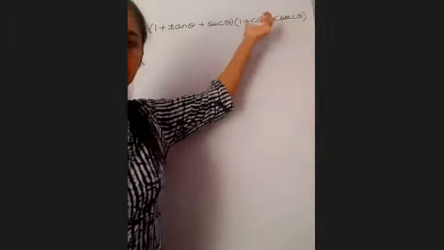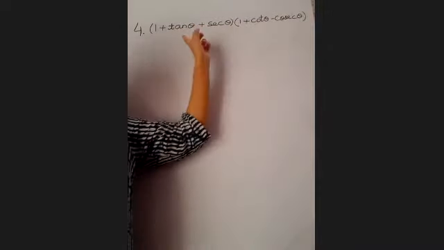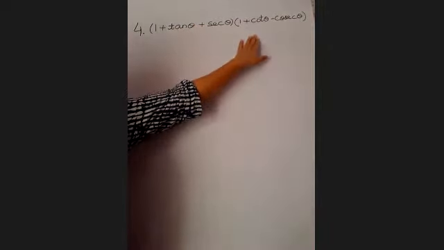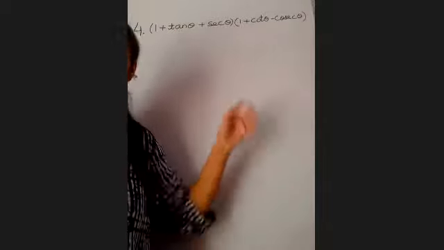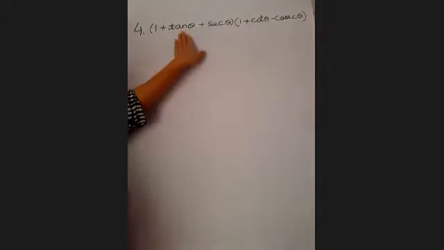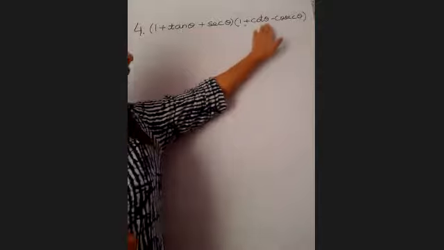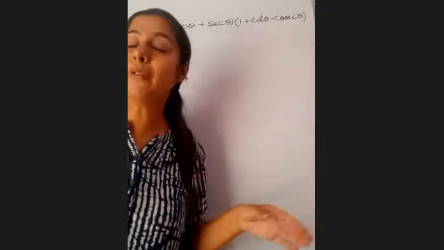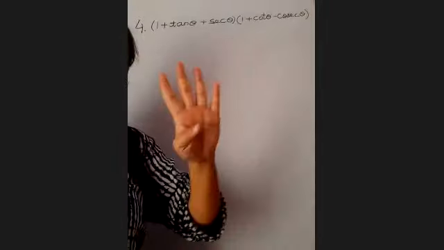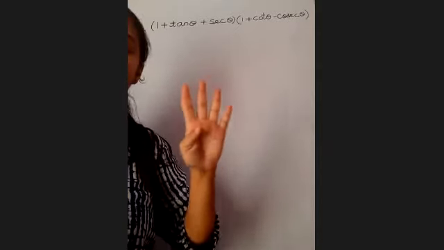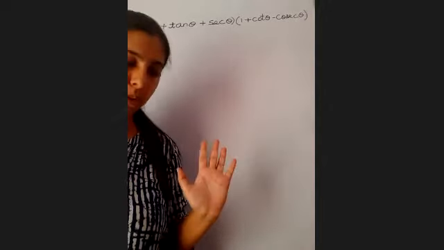Students, here we have to simplify this. There are two brackets containing three terms each. Now, in this particular question, we have tan, secant, cot, and cosecant. How many different ratios are there with us? Four. There are four different ratios being used in this question.